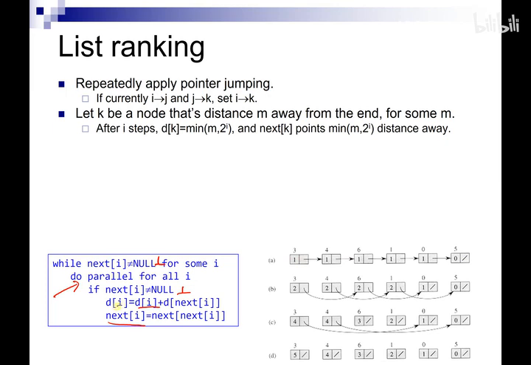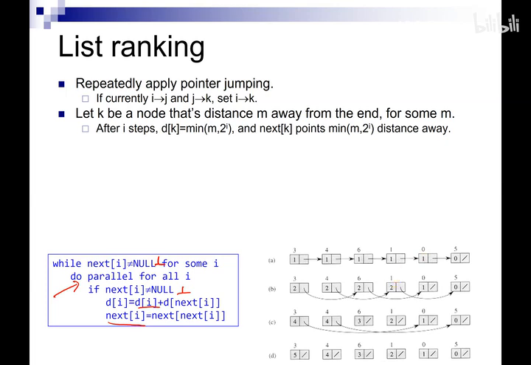And what we're going to do is set the d value to be equal to the current d value plus the d value of the next node. We're going to do all of those in parallel. So for example, this node over here is going to set its d value to be equal to its current d value, which is 1, plus the d value of its next node, so it's going to keep it as 1. And then this node is going to set its d value to be 1 plus the d value of the next node, which is also 1. So it's going to set that to be 2.